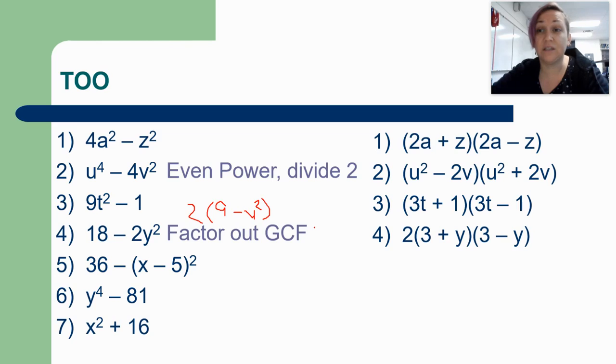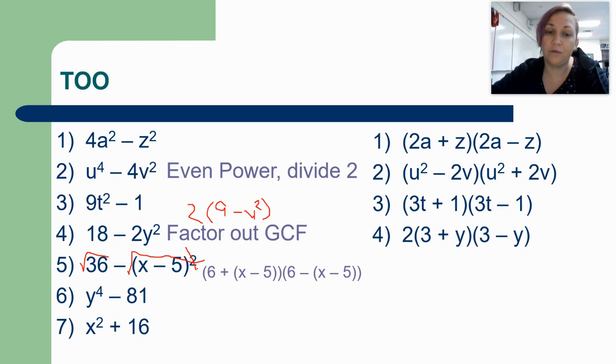All right, the next one is kind of weird because it's got like a subtraction problem within the subtraction problem. But this is a difference of squares. So the square root of 36 is 6. And then if you square root this entire parentheses, the square root and the square just cancel, and you'll just be left with the x minus 5. So this one does count as a difference of squares. We would do it once as 6 plus the x minus 5, and then we would do it once as 6 minus the x minus 5.